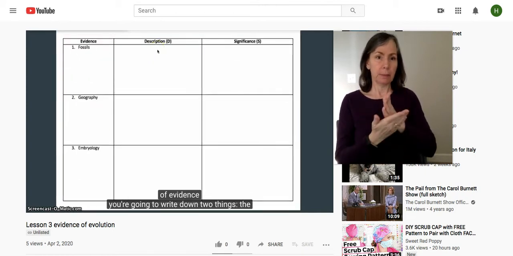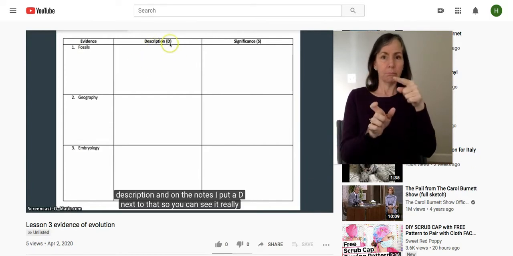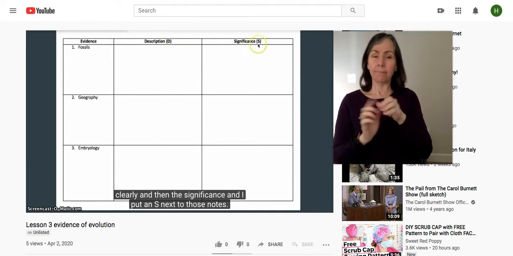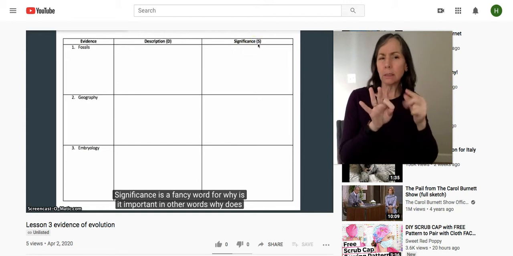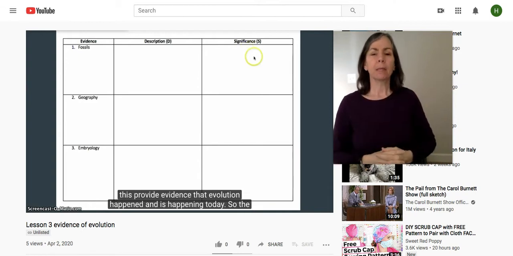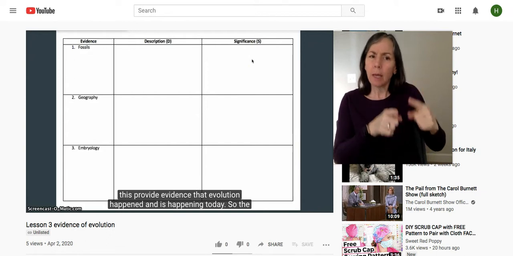You're going to write down 2 things: the description, and on the notes I put a D next to that so you can see it really clearly, and then the significance, and I put an S next to those notes. Significance is a fancy word for why is it important. In other words, why does this provide evidence that evolution happened and is happening today?